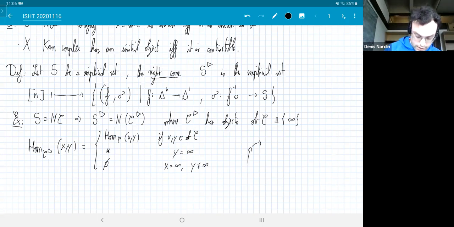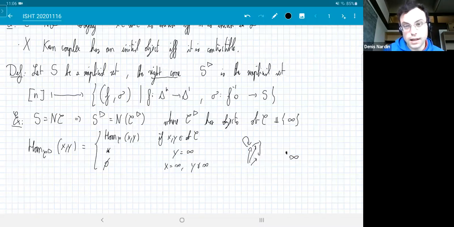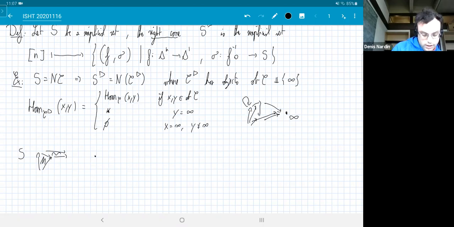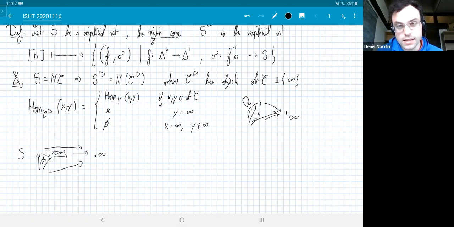So you should think of it, I have my C here, my diagram with whatever arrows it has, and I'm adding an object infinity such that everything has a unique map to it. If you take C opposite, I'm just adding an artificial bigger object bigger than all the other objects in my poset. And there is also the left cone, of course. So in general, if S is some simplicial set here, I'm adding an object, infinity, and I'm gluing a face for each face in S, one dimension higher with infinity as the biggest.